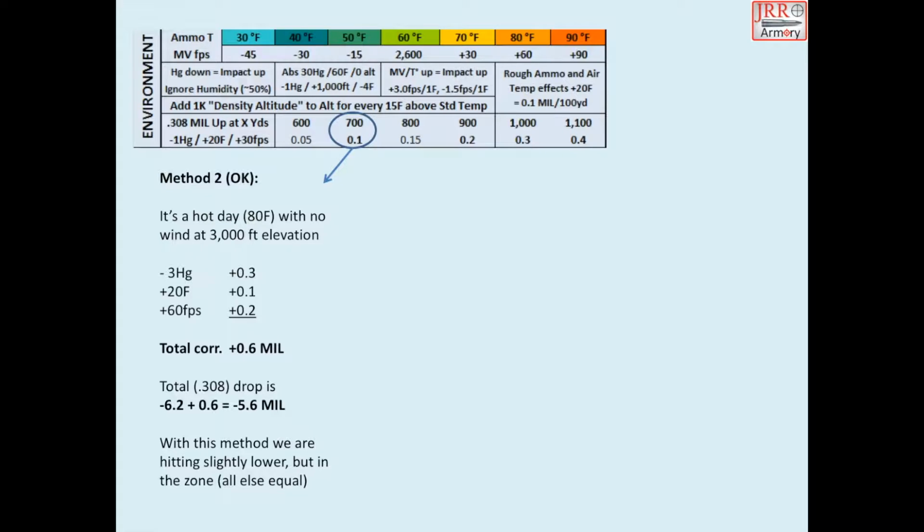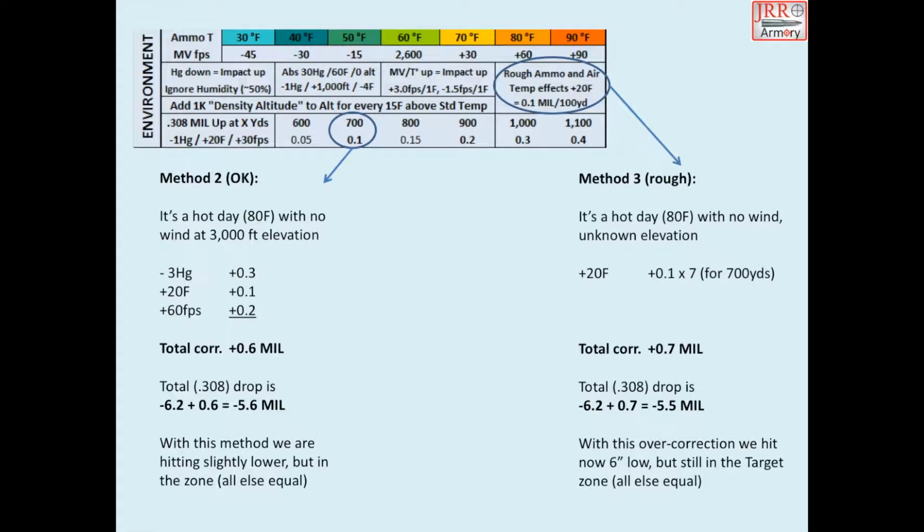So we have to correct by 3 inches of mercury, so it's a plus 0.3. We know it's 80 degrees versus 60 degrees, so we add another 0.1. And we know finally that the muzzle velocity goes up 60 feet per second, so we add another 0.2. So the total correction with this method, the second best method, is 0.6 mils. So we have to dial 6.2 plus 0.6 equals minus 5.6. With this method, we are hitting slightly lower, but in the zone, all else being equal.